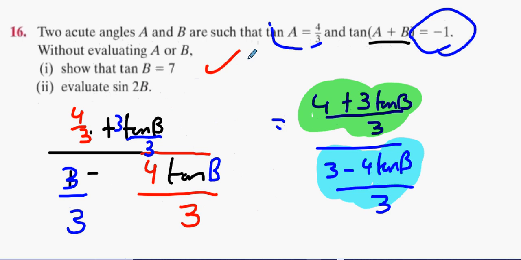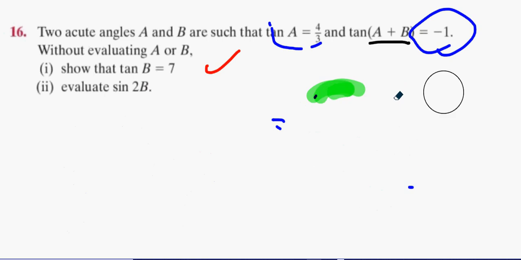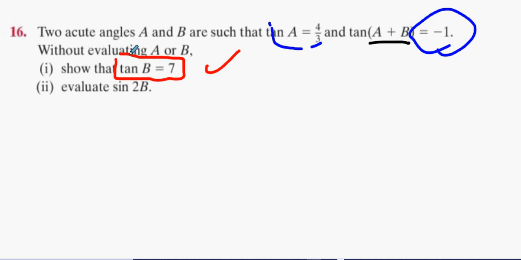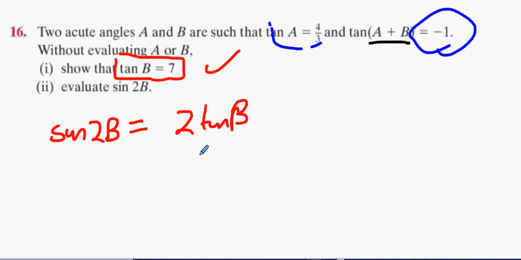Alright. Now, happy days for this one. Does anybody have a direct route using the answer of part 1 to do part 2? What equation should I use on page 14? Sine 2B equals what? 2 tan B, yeah?